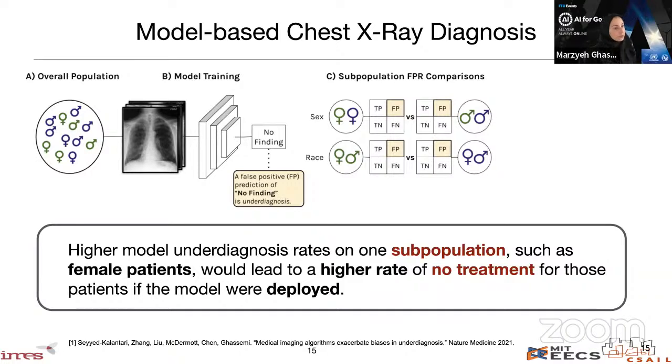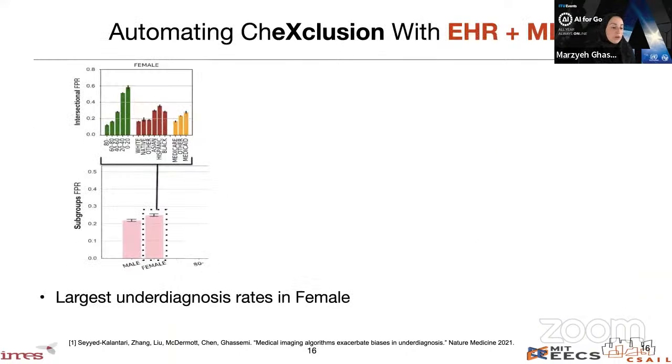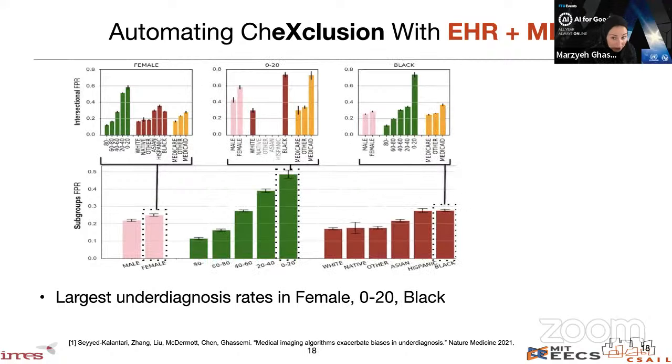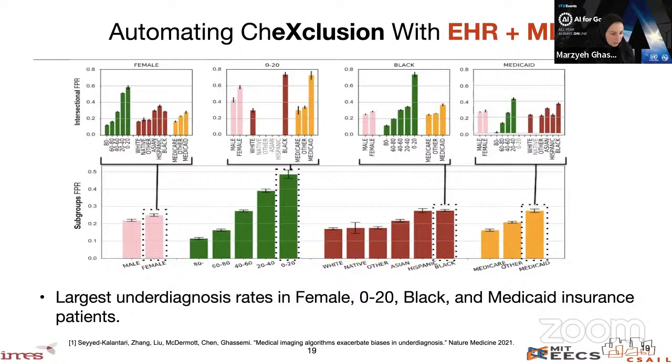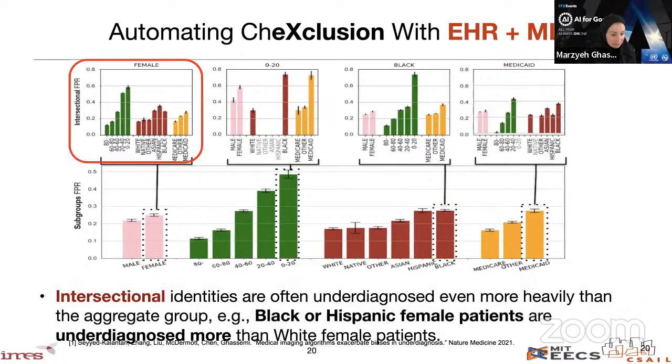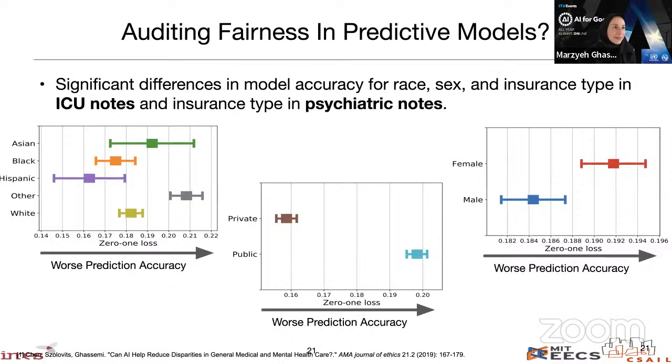So we train the model, get state-of-the-art results on average in predicting the outcomes as good or better than every other paper we found. And then when we examine the subpopulation false positive rate, we find there is the largest underdiagnosis in female patients, in young patients, in Black patients, and in Medicaid insurance patients. And intersectional identities like Black or Hispanic female patients are often underdiagnosed even more heavily than their aggregated group. So that would be then female patients on average, or then the majority group within female patients, like white female patients. And you might say, okay, fine, you made this point.